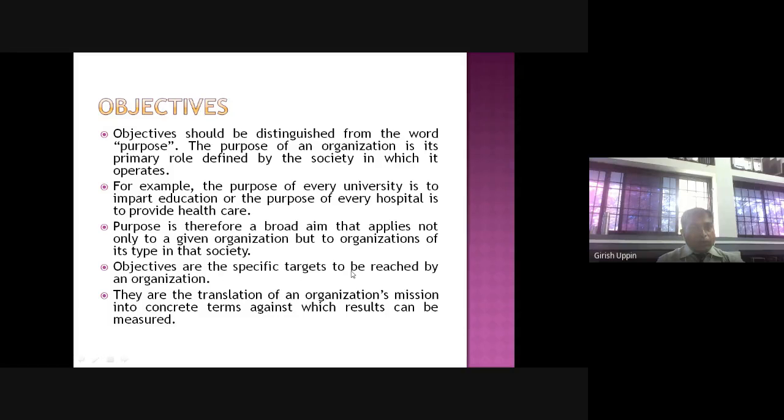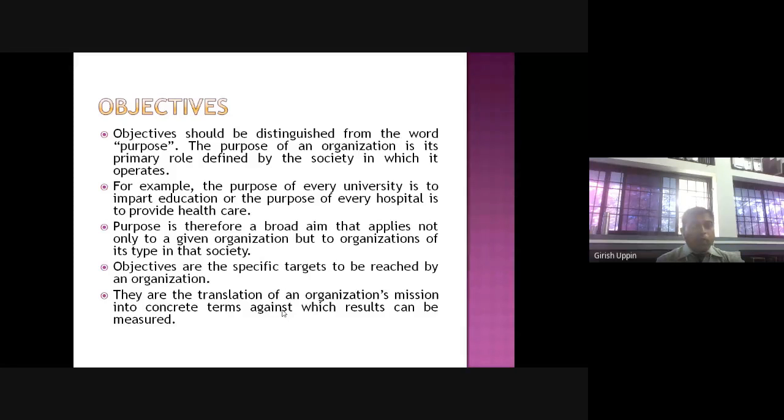Objectives are the specific targets to be reached by an organization. If the purpose is to provide healthcare, the objective will tell how that healthcare will be given. It will be very specific. They are the translation of the organization's mission into concrete terms against which results can be measured. What is important is that the objectives are created in such a way that by achieving them, the overall achievement will achieve the mission. And each of those objectives is measurable, whether we met the objective or we didn't meet the objective.